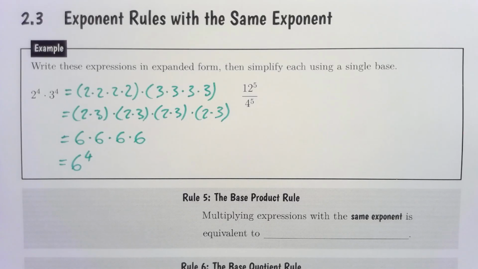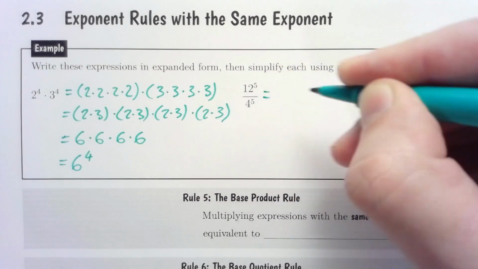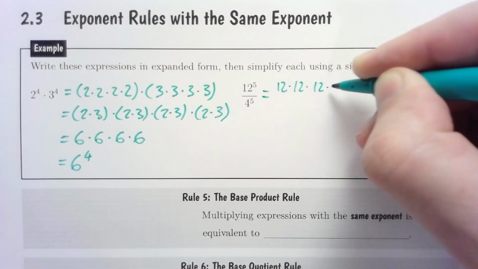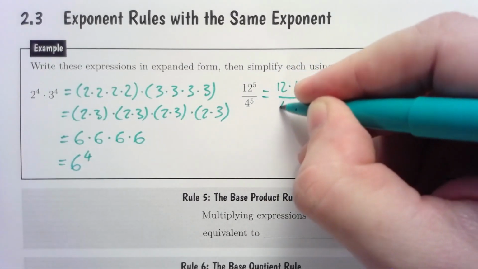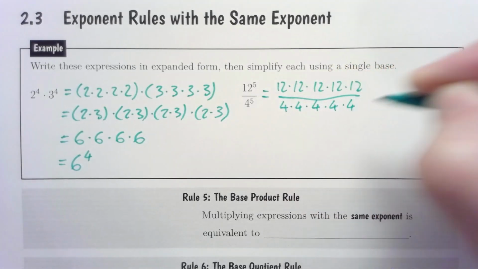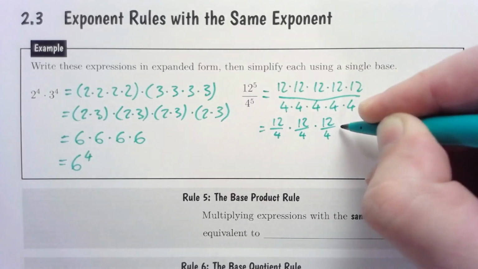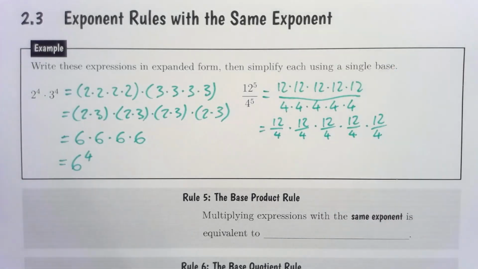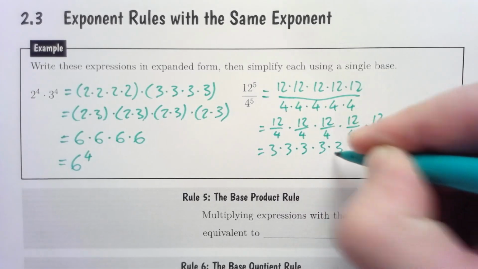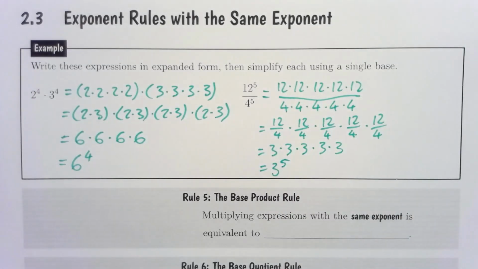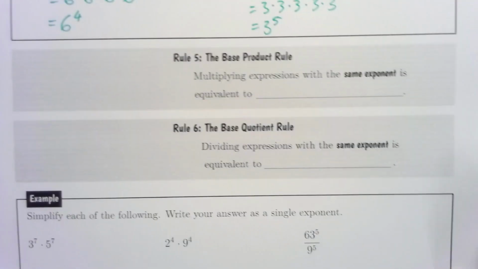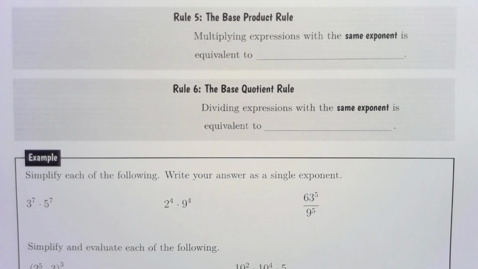Suppose we have 12 to the power of 5 divided by 4 to the power of 5. We can write this in expanded form, which leaves us with a whole lot of multiplying within a fraction. Well, we can separate our fraction so that we're multiplying 12 divided by 4. Well, 12 divided by 4 is simply 3, so what we actually have is 3 to the power of 5. Notice again, this only worked because we had the same exponent. Each base of 12 was able to pair up with another base of 4. So these are the two rules that we're discovering for today.